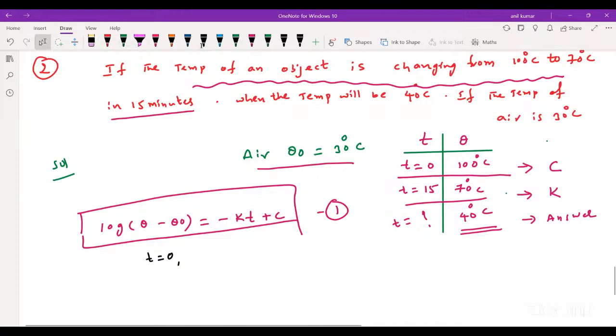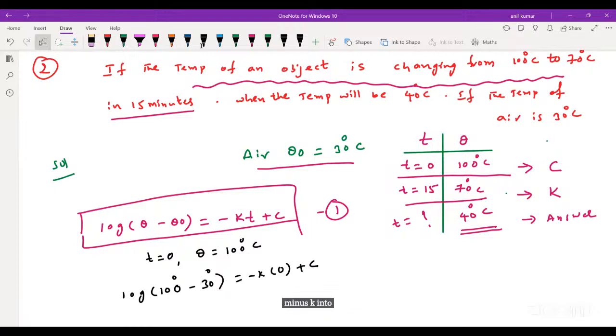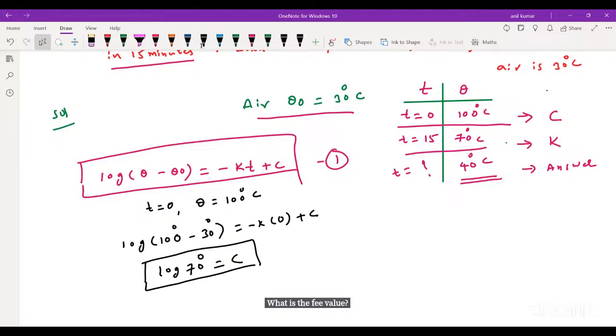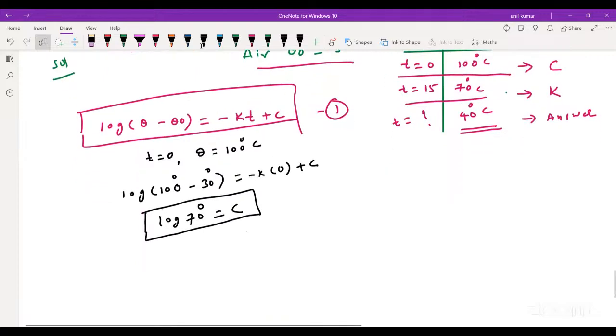When time is 0, what is the temperature? 100. Log 100 minus 30 equals minus k into 0 plus c. Therefore, the c value is, what is the c value? Log 70 degrees, sir. 70. Substitute the c value in equation 1.